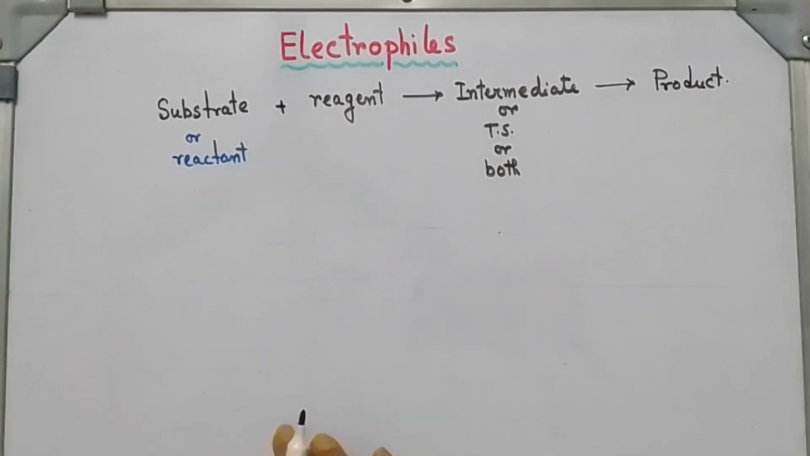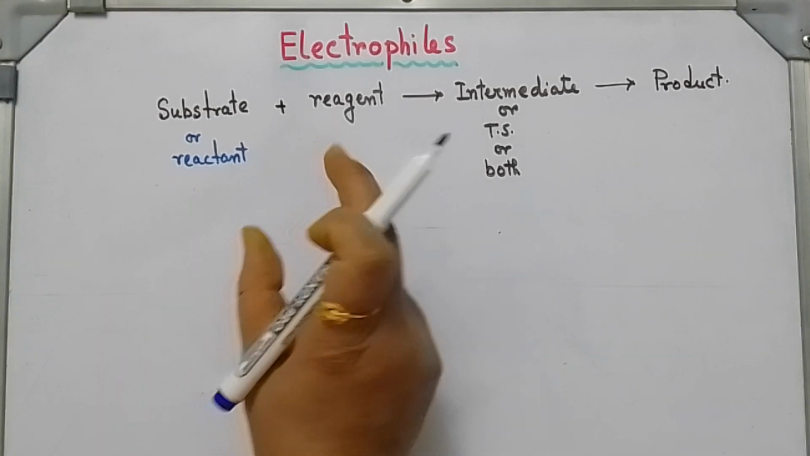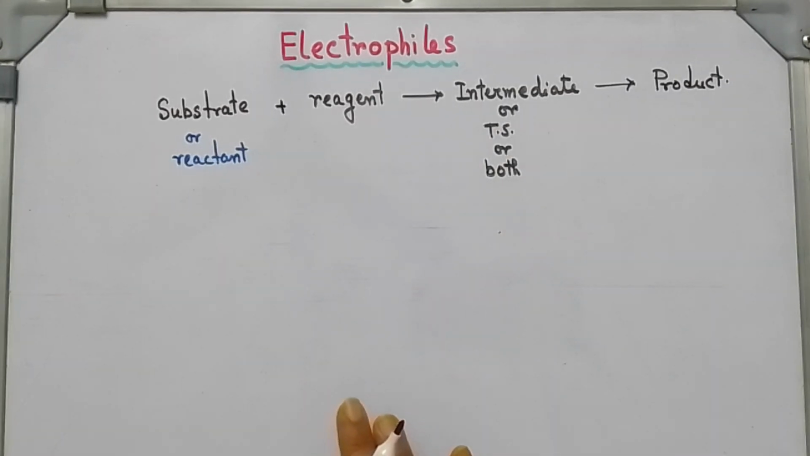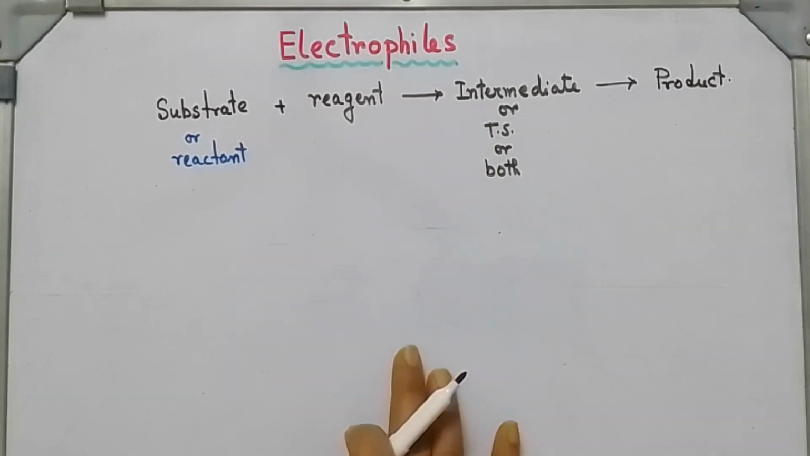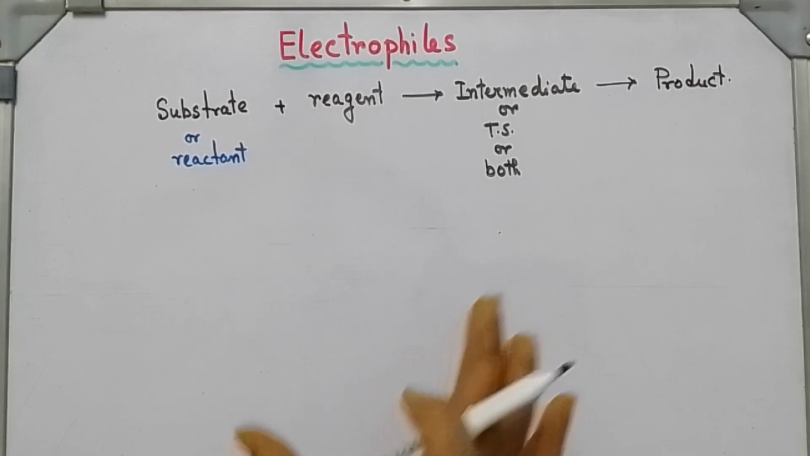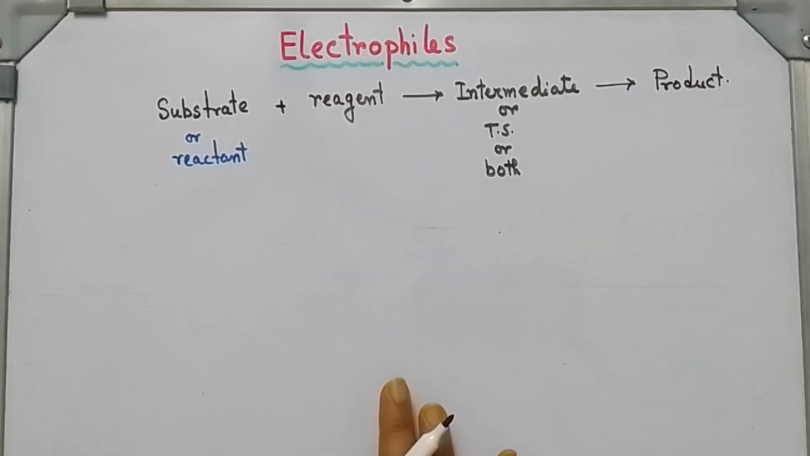What is substrate or reactant? On which reaction is taking place. Reagent, by using this we can carry forward the reaction. Now in organic reaction, reagents are of three types. One is electrophile, another is nucleophile, another is radical. So our target in this video is electrophiles only.